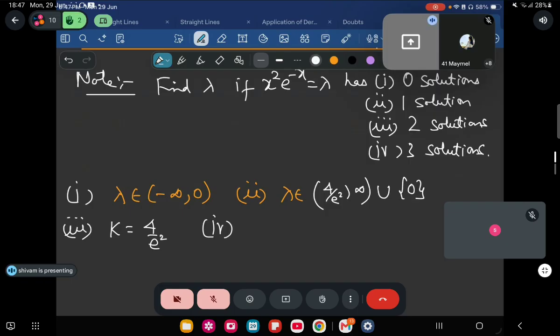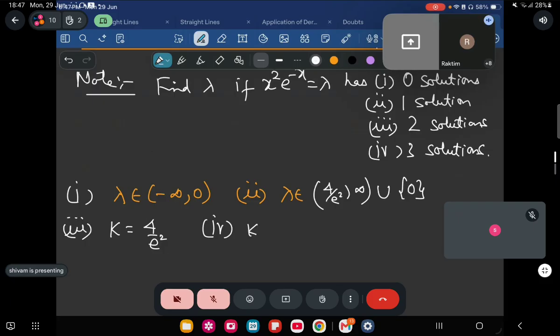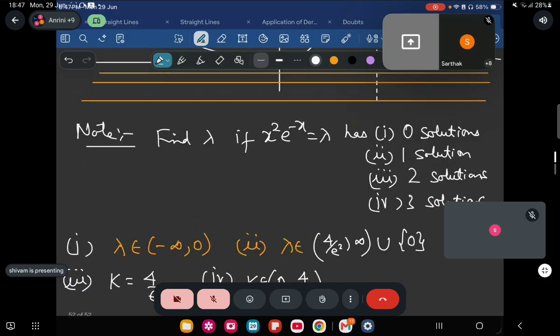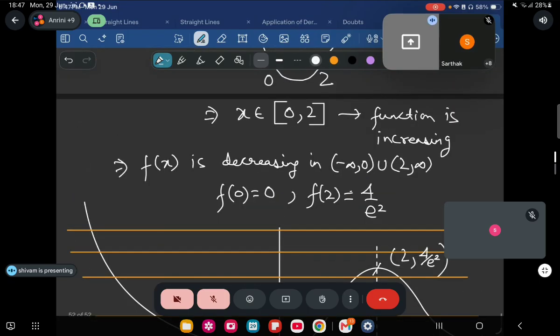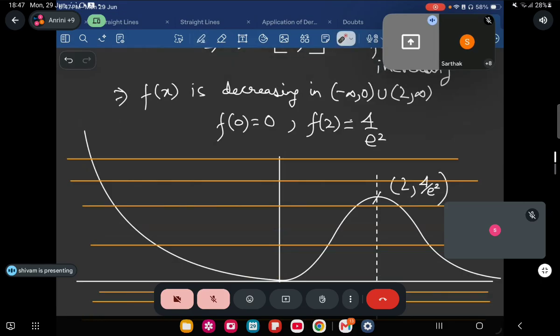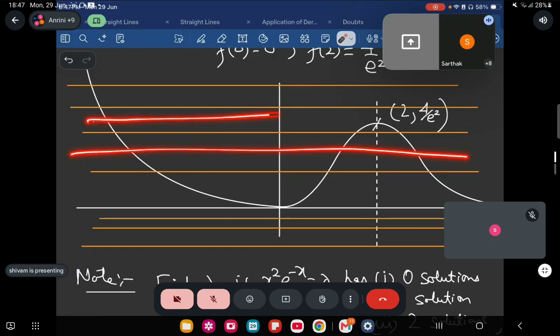And last one, three solutions. Okay, Raktim, tell me. So 0 comma 4 by e square. Tell me the brackets. So they are not included. Correct. Has everyone understood? Third part means two solutions, right? So you need to find a straight line which will intersect the graph at only 2 points. Like at 4 by e square.